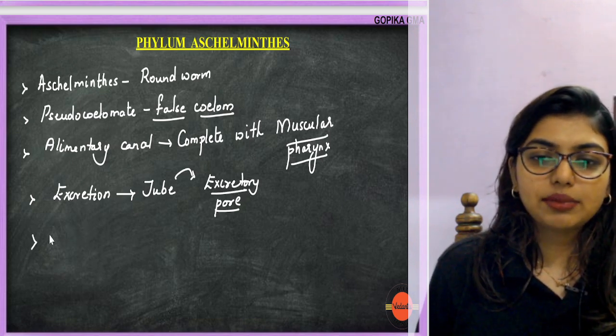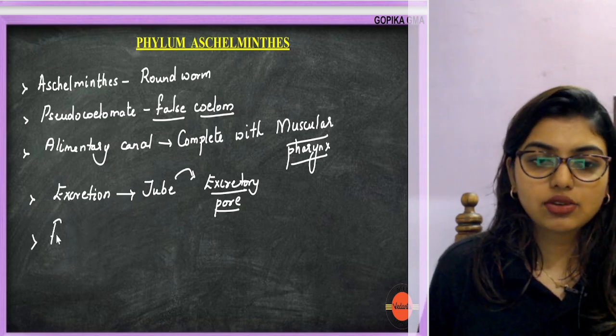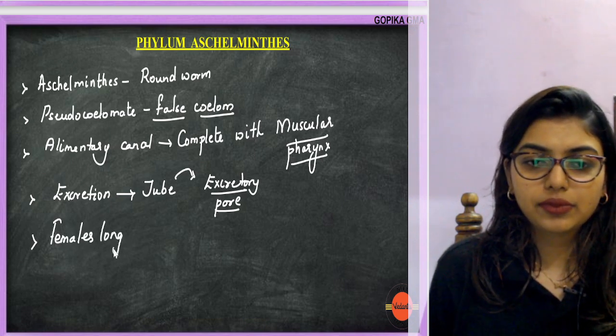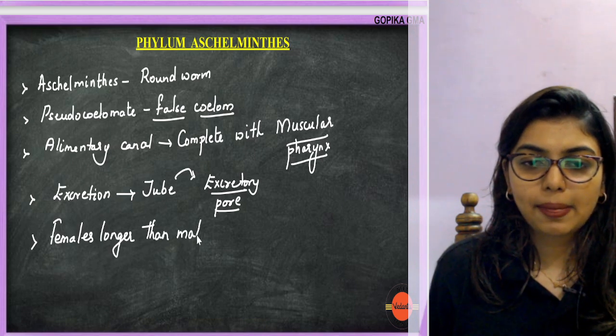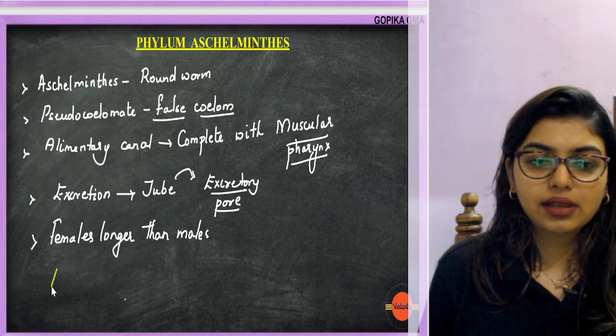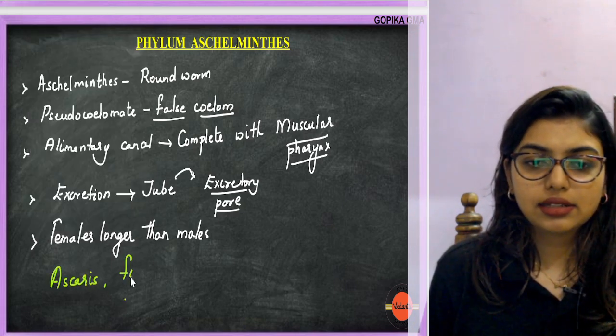Then about Aschelminthes, now you know Ascaris. Here females are going to be longer than males. Examples you are going to remember: Ascaris, Wuchereria.